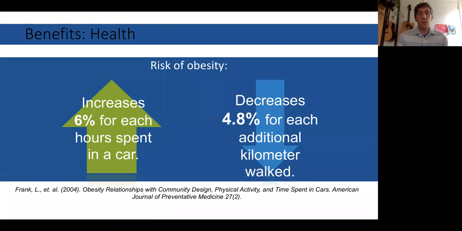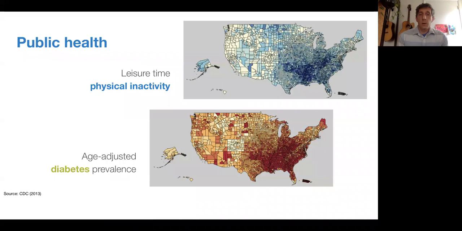Next slide, please. And I think physicians will all know that as you sit in your car, your risk of obesity goes up. And as you walk more, your risk of obesity goes down. Next slide, please. This is from the CDC. You can see a direct link between physical inactivity and diabetes. And what we're talking about with transportation is active transportation, creating a network where it's possible to drive less, to walk, bike, and take transit more. And you can see the implications of not being able to do that here.